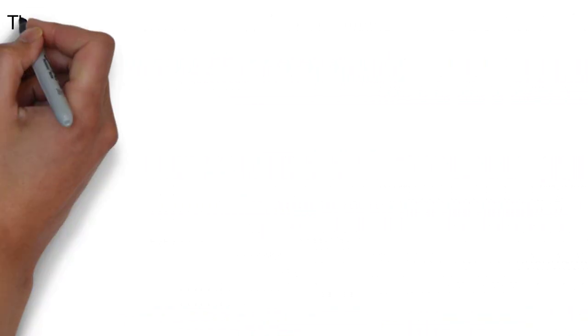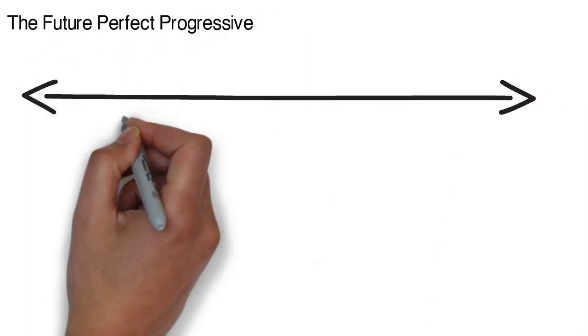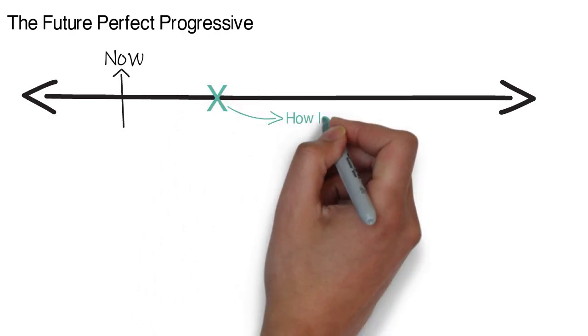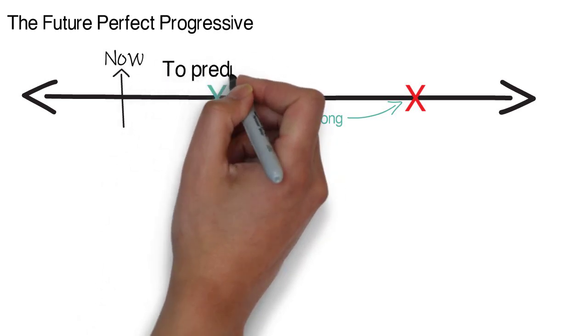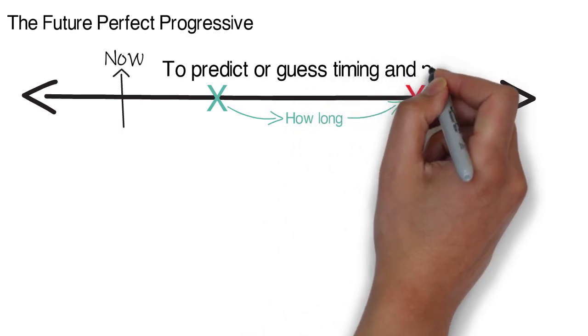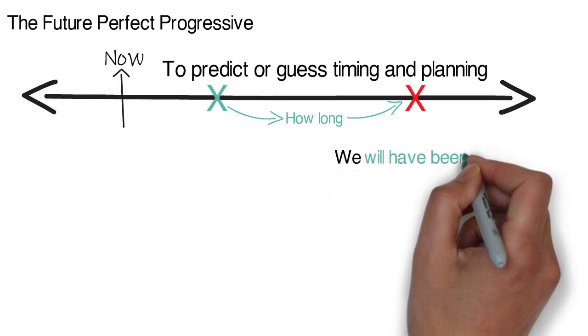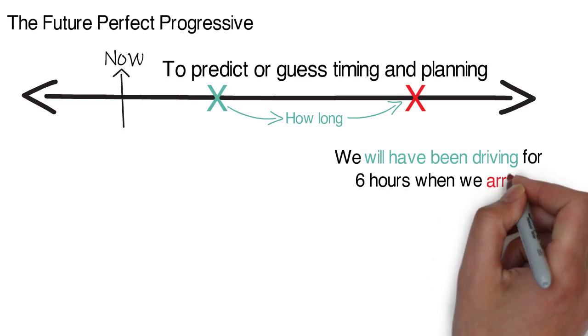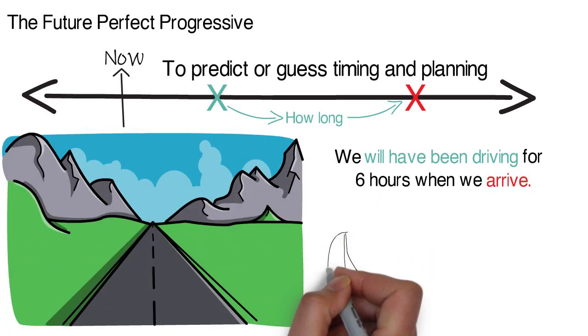Finally, the last tense, and this one is future perfect progressive. Just like the other two, this one talks about how long something will take in the future. Now, because it's future, we can't always predict the exact times things will happen, but we use this as a form of guessing. For example, we will have been driving for 6 hours when we arrive.